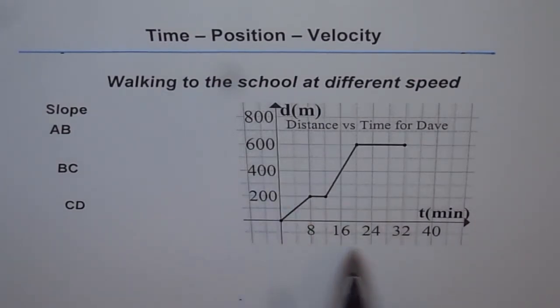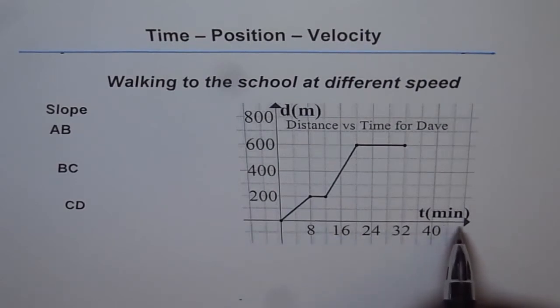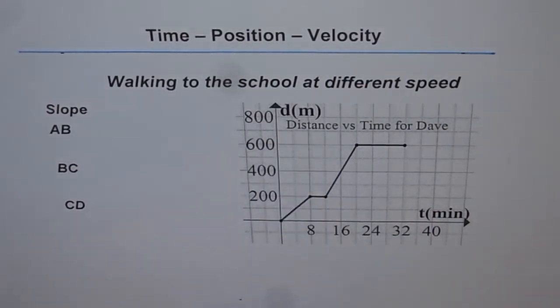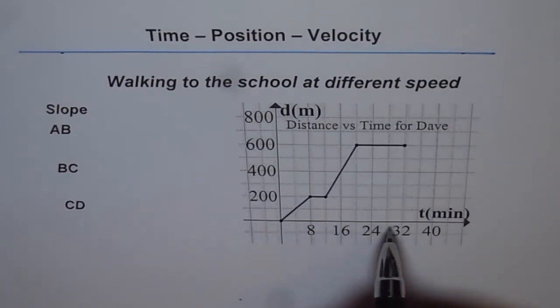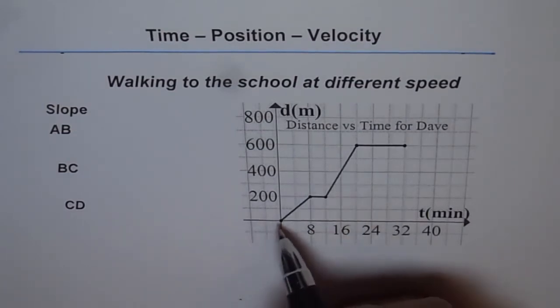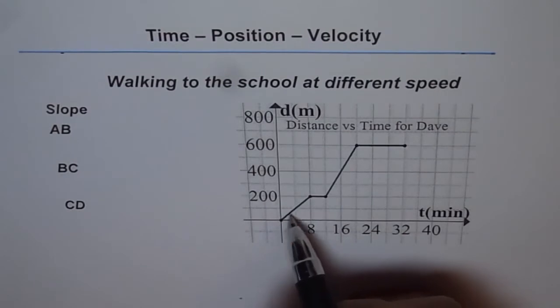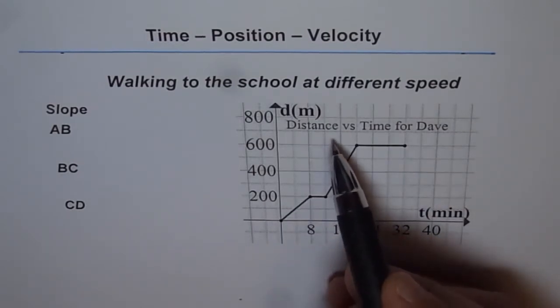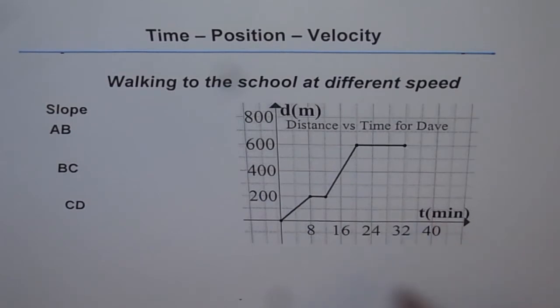So here we have a graph where along the x-axis we have the independent variable time in minutes, and along the y-axis we have the dependent variable d, distance, in meters. As the time goes by, the position changes and the distance we find is changing with time. So distance is dependent on time.